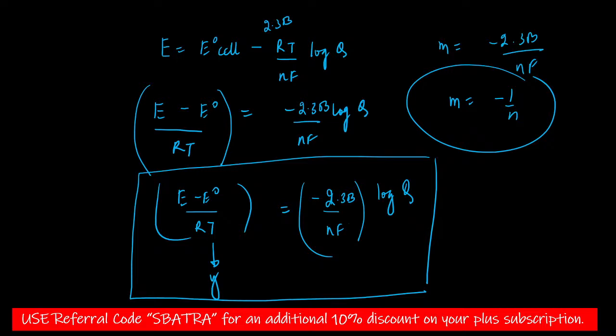Now just try to relate this graph. If I increase the value of n, the number of electrons, what will happen? Slope will decrease. Yes or no? Is it clear? If I am increasing the n value, slope will decrease because it's a reciprocal with a negative sign. So if I increase n, slope will decrease.